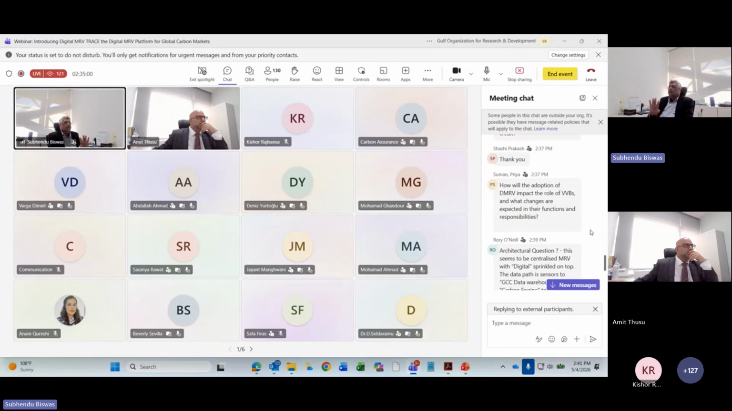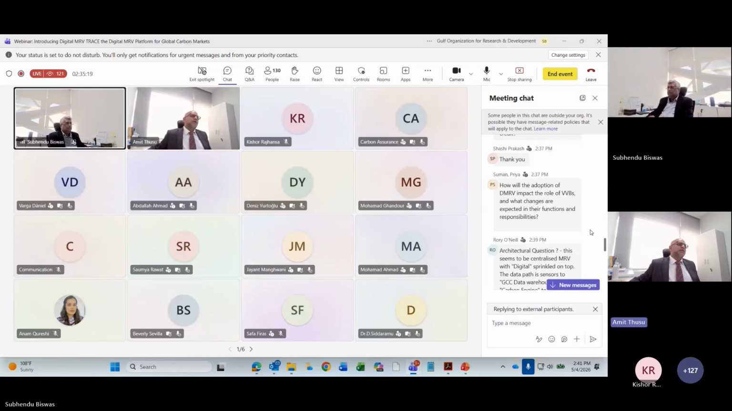When we have come to a point where, with reasonable certainty, this system works, flags anomalies, and takes care of all kinds of uncertainties therein, we can concentrate the VVB's role only on the first part, on the registration and the certification of the DMRV system, because that's also a job of the verifier.